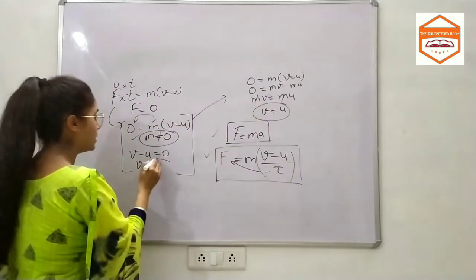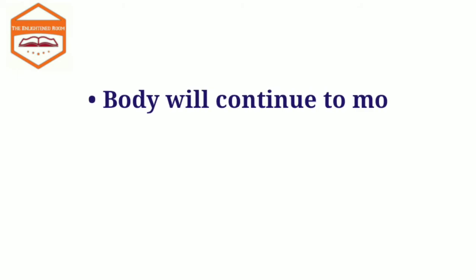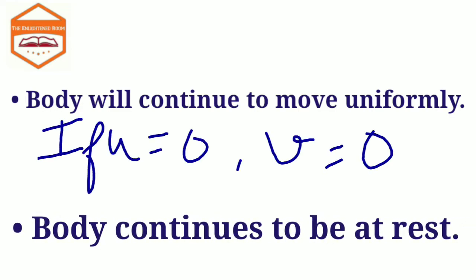Now this v equals u, what does it mean? It means the body will continue to move with the same uniform velocity u throughout the time t when no external force is applied on the body. Further, if u is equal to 0, then v will also be 0. It means that if the body is initially at rest, it will continue to be at rest when no external force is applied on the body. So this is Newton's first law of motion.